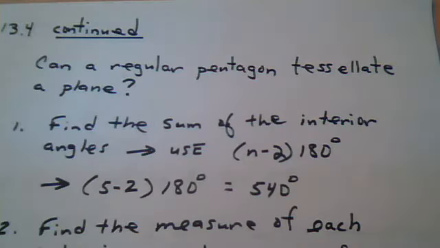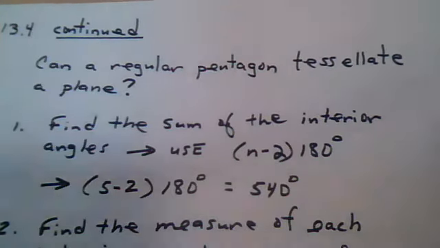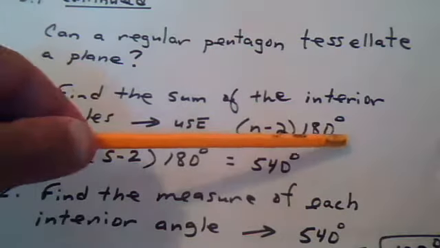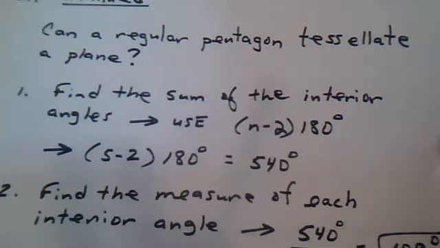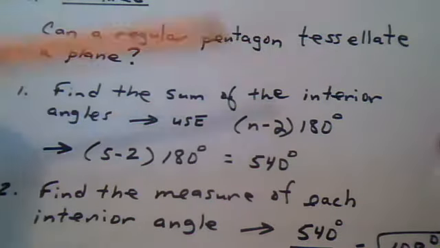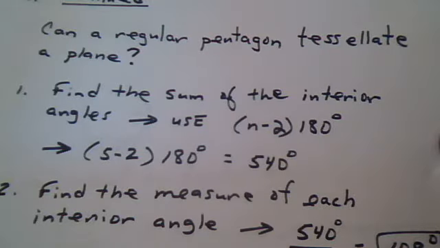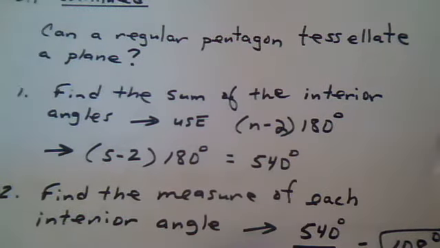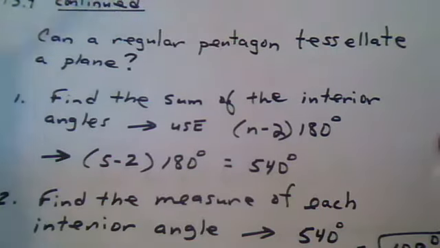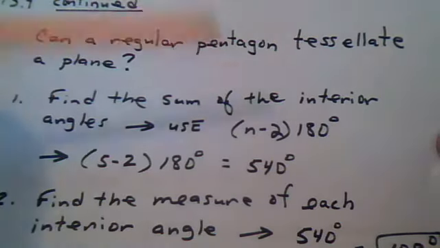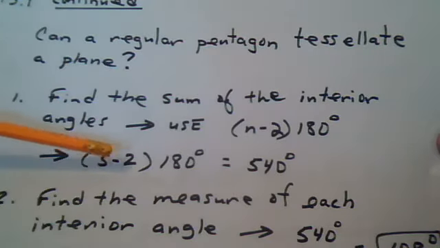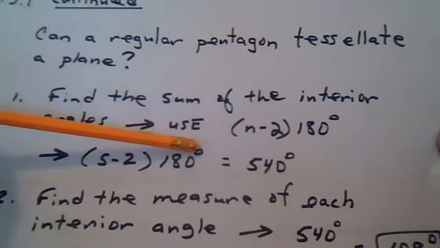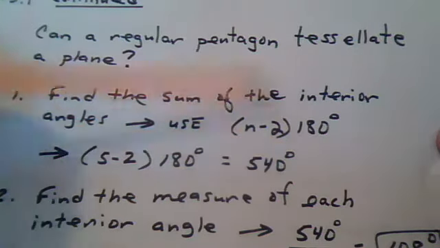Can a regular pentagon tessellate a plane? These are the steps. First, find the sum of the interior angles. This is the formula for finding the sum of the inside angles, the angles inside the polygon. N represents the number of sides of the polygon you're considering. In this case, we're asking about a pentagon. It has 5 sides, so N would be equal to 5. So replace the N with a 5. 5 minus 2 is 3. 3 times 180 is 540 degrees.